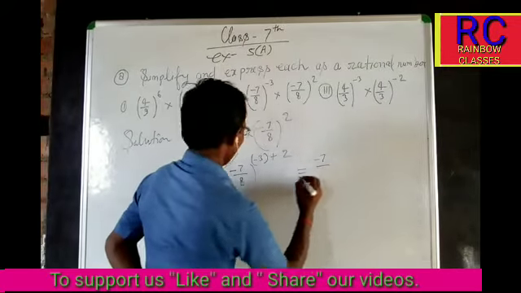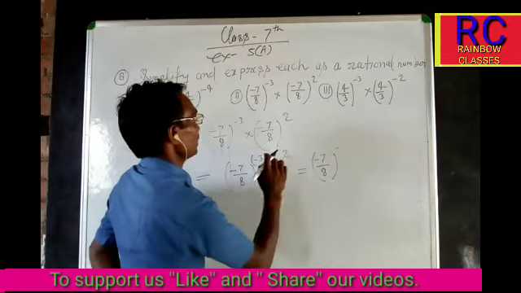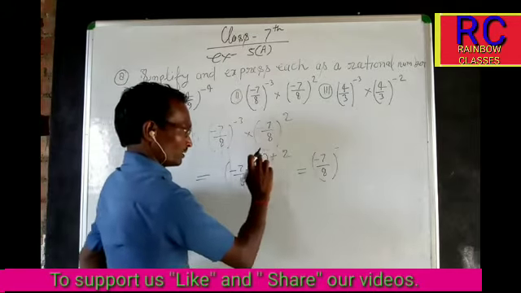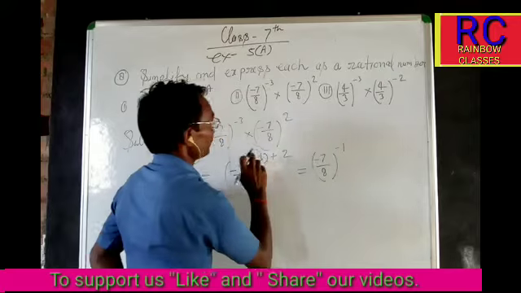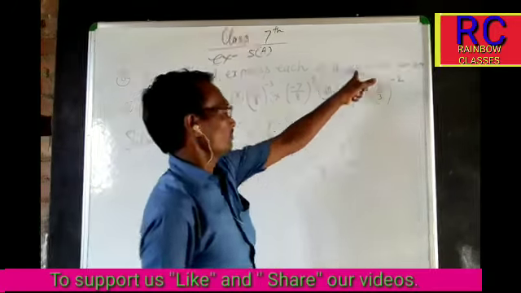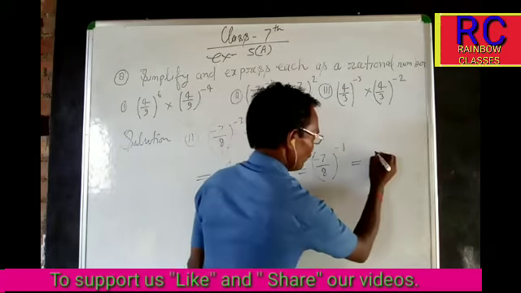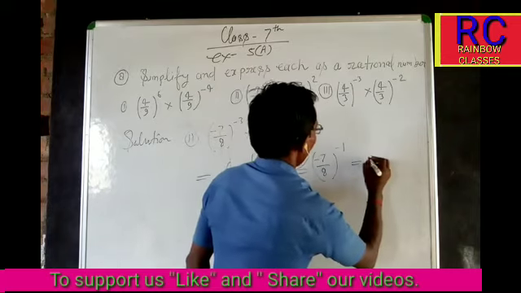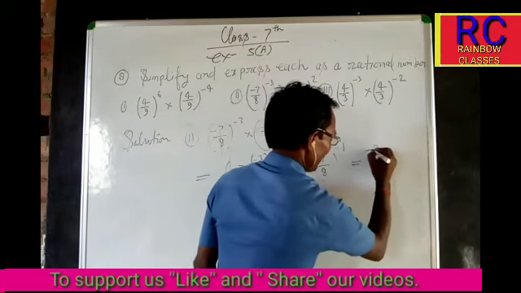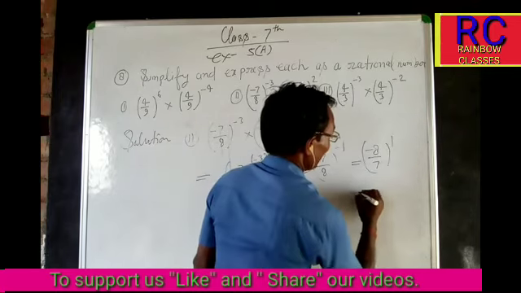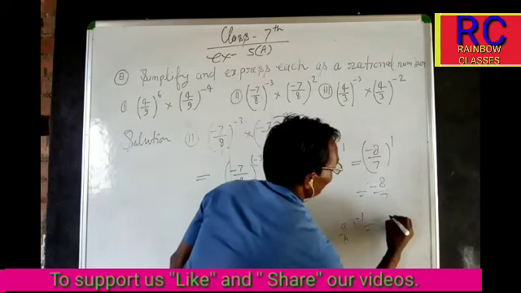Minus 3 plus 2 is minus 1, so we get minus 7 by 8 to the power minus 1. To convert into a rational number, we make the power positive, so we find minus 8 by 7 to the power 1, which is minus 8 by 7, according to the rule a by b to the power minus 1 equals b by a.